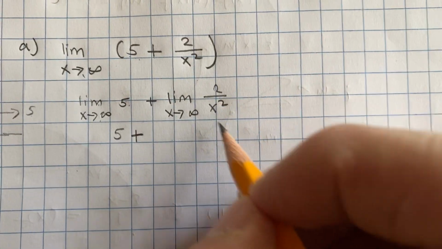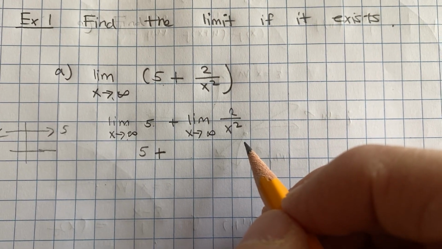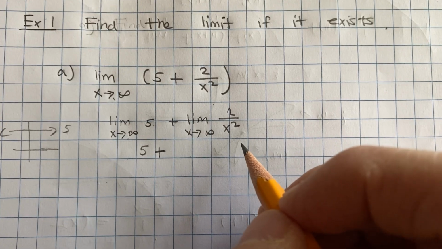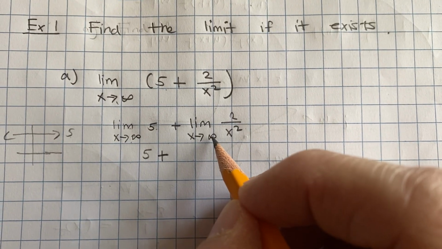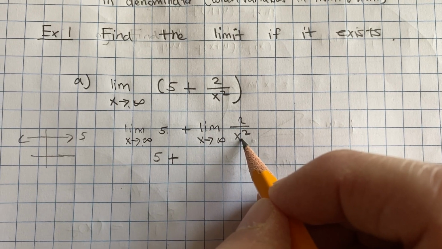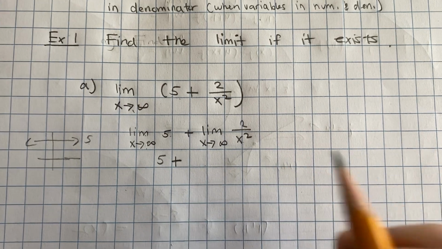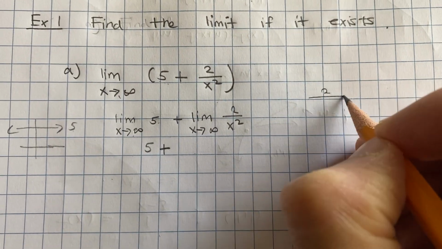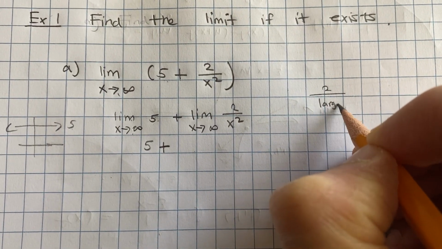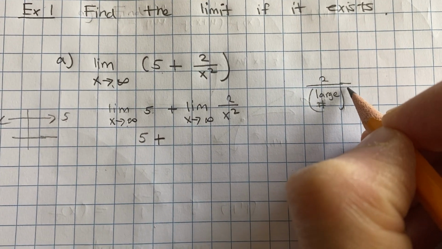And without graphing 2 over x squared, this is the part of limits where you have to think about it. One mistake that students tend to make is they plug in the value of infinity. Remember, infinity is not a number. So just think about it, right? 2 over a very large number, okay? I'm not plugging in infinity. Think of the largest number you can think of, 1 billion, right?